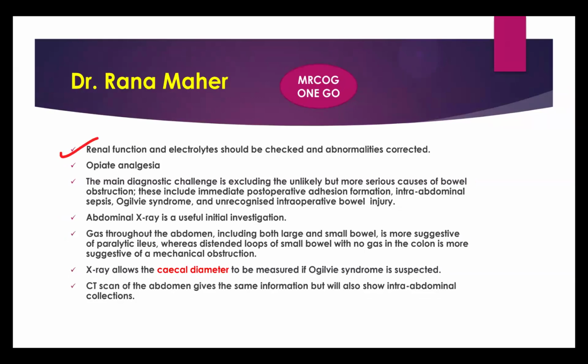Renal function, electrolytes should be checked. We just finished this in the previous slide, but it's here in the next slide. Abnormalities corrected, and as I mentioned, it's your rule, guys. Opiate analgesia, it's better to avoid or to minimize.